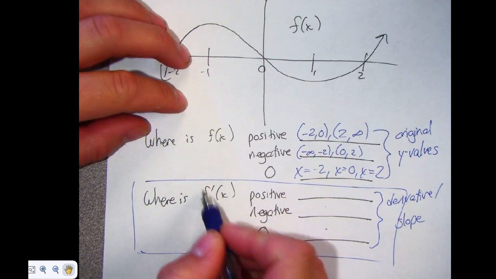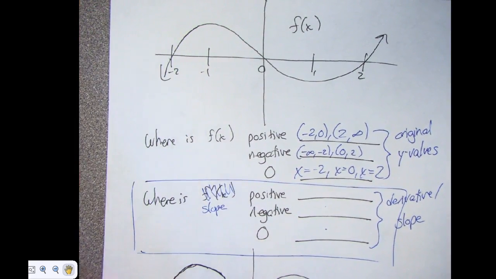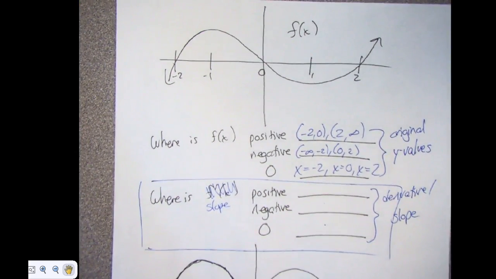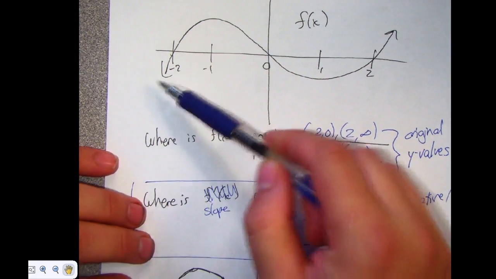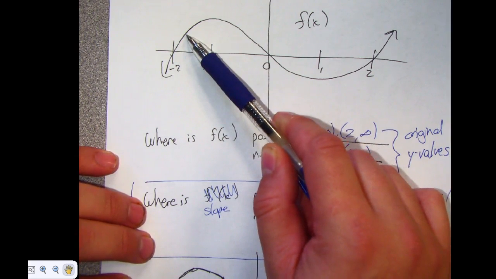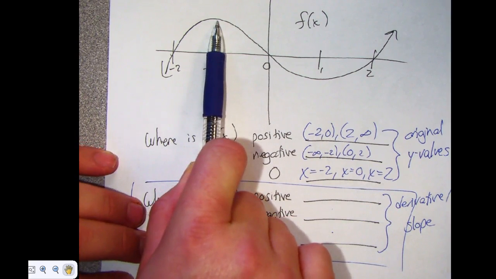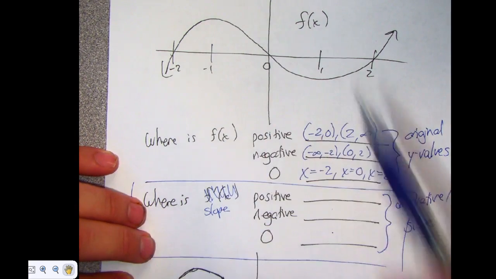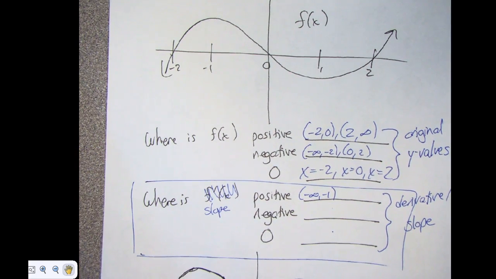So where is the derivative positive? This is basically just saying where is the slope positive. Derivative and slope are the same deal. So if I were to draw tangent lines all over this graph at every dot, where would those tangent lines be pointing up? So my slope is positive. Like right here, is the slope positive? Yes. Here? Here? Here? That's not positive anymore, right? So all the way up from negative infinity to negative 1, we have a positive slope.